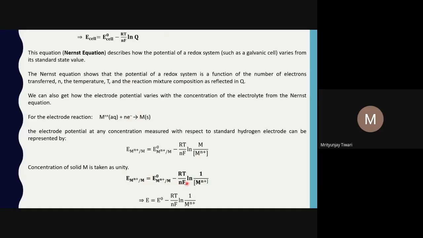N, again, is the number of electrons involved, and here the number of electrons involved is N. So F is Faraday's constant, T is the temperature, R is, we know, the gas constant, and this is multiplied into ln, and here I have put the value of M as 1, and then the concentration of Mn plus.